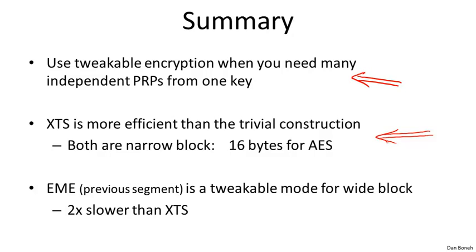Both the trivial construction and the XTS construction are what are called narrow block constructions. Namely, they provide tweakable block ciphers for a 16-byte block. But as we said, we looked at the EME construction in the last segment, which provided a PRP for much larger blocks. And in fact, EME is a tweakable mode of operation. So if you need PRPs or tweakable PRPs for larger blocks, then you would just use EME. But you notice in EME, you had to apply the block cipher twice per input block. And as a result, it's twice as slow as XTS and is not very often used.